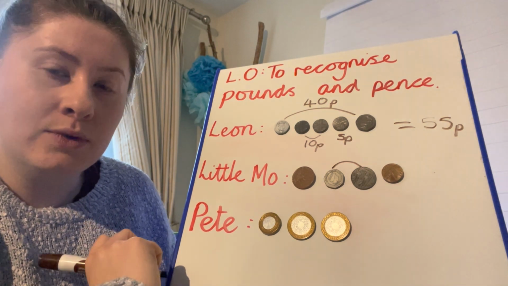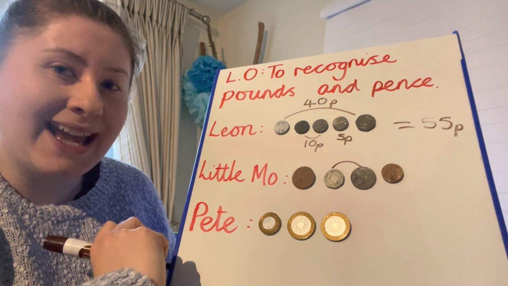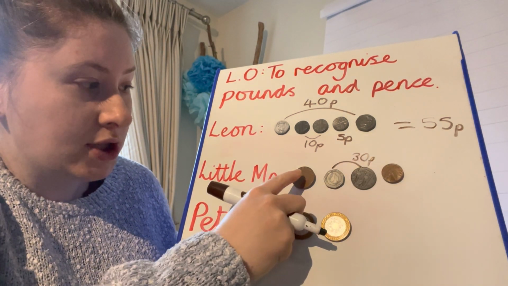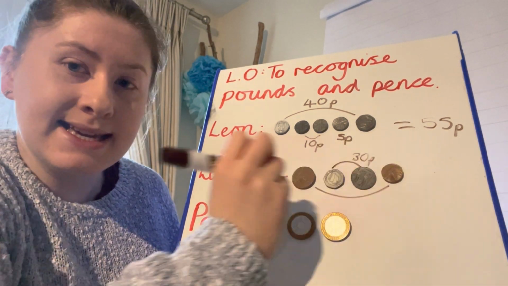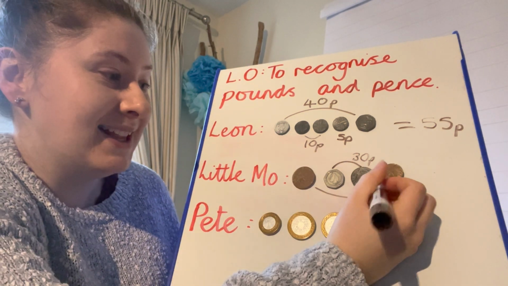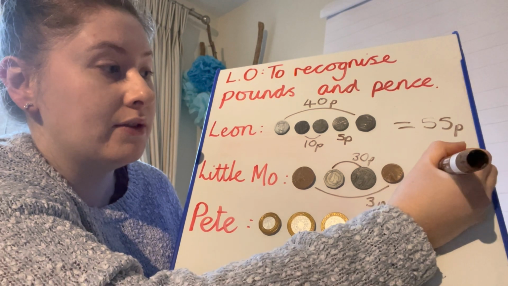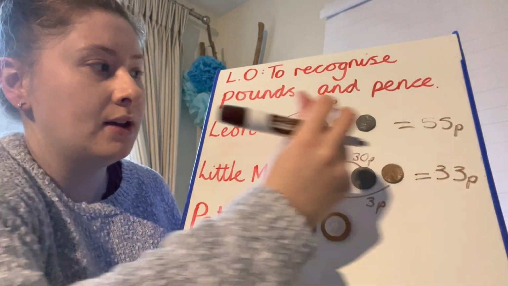20 add 10. What's 20 add 10? That's right, thanks for your help, it's 30p. So I'll put 30p here. Then I've got my 2 pence and my 1 pence, which makes 3 pence, well done. And I add those two amounts together to get the total of 33 pence.